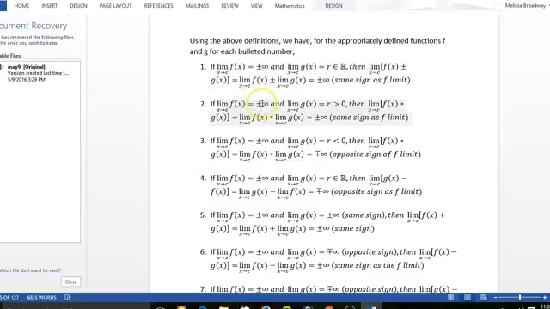And now again, if the f limit is infinity and the g limit is positive, then the product is going to be the same type of infinity, no sign change. If the f limit is one type of infinity, either positive or negative infinity, and if the g limit is negative, then the limit of the product is the product of the limits, which is going to be the opposite type of infinity. We do indeed change signs this time because r is negative.